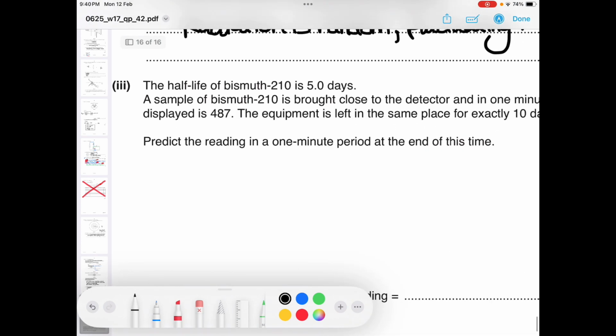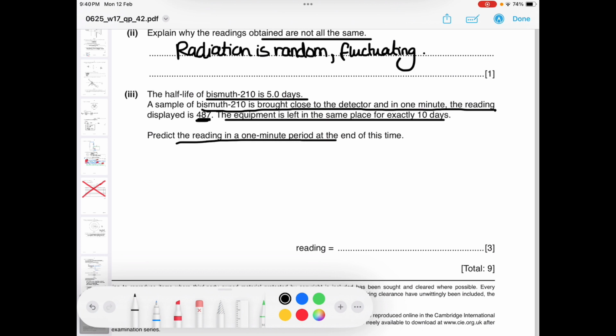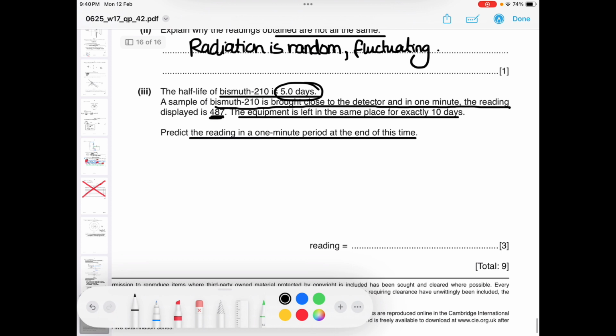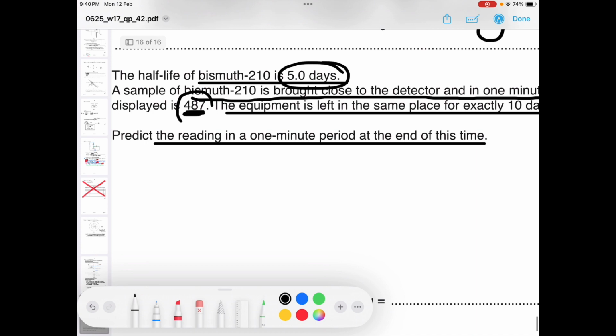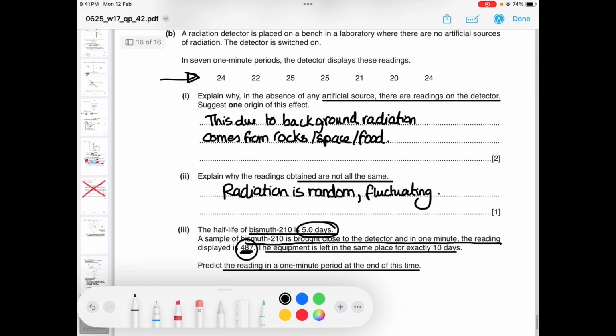The half-life of bismuth 210 is 5 days. A sample of bismuth 210 is brought close to the detector, and in 1 minute the reading displayed is 487. The equipment is left in the same place for exactly 10 days. Predict the reading in a 1 minute period at the end of this time. Okay, so it does 2 half-lives, as we can see, one after 5 days and one after another 5 days. The reading displayed is 487 with the background reading.